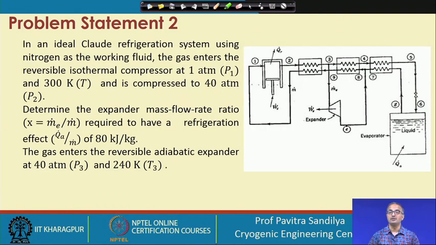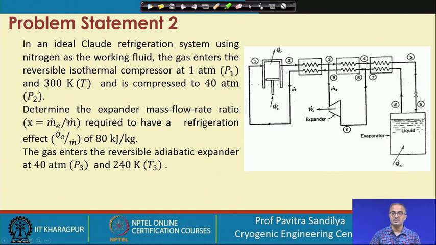Next, we come to another problem on the Claude refrigeration. Here we have the Claude cycle, as we know that here we are using an intermediate expander to get further cooling, and here we have the 3 heat exchangers. The problem is that we have a Claude refrigeration system in which we are using nitrogen as the working fluid, and the gas enters the reversible isothermal compressor. It is entering at about 1 atmosphere and 300 Kelvin and is compressed to 40 atmosphere isothermally. So, at point 2, it is 40 atmosphere and the temperature remains the same at 300 K.